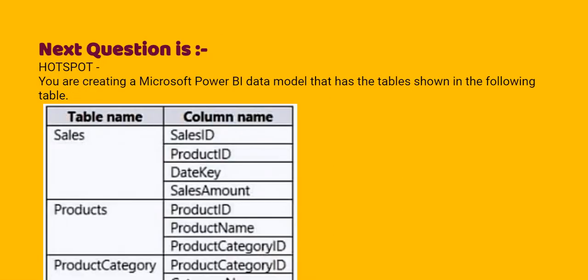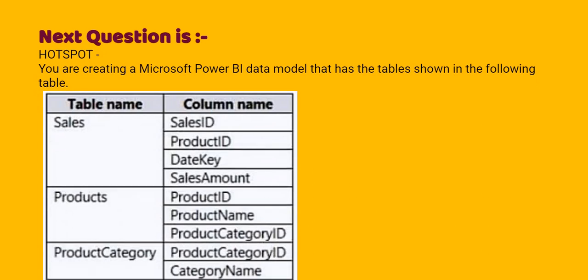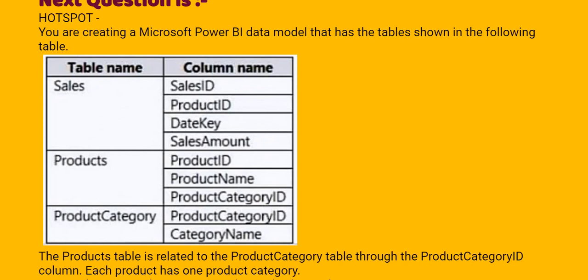A question is, you are creating a Microsoft Power BI data model that has the table shown in the following table. Kindly read the given table name and column name. Sales, product and product category.